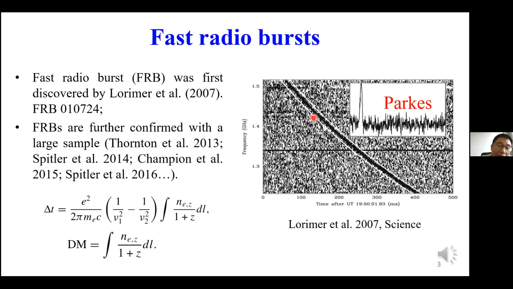Fast radio bursts were first discovered by Lorimer in 2007. They were further confirmed with a large sample after 2013. The striking feature of FRBs is their frequency-dependent arrival time. The time delay between two frequencies can be described with this equation and is dependent on the dispersion measure, which is defined as the column density of free electrons along the line of sight.